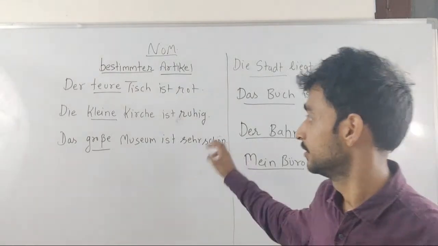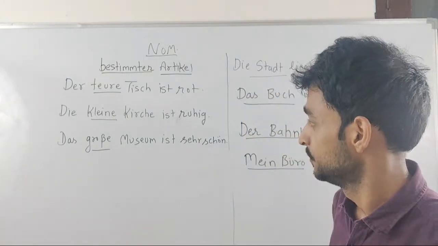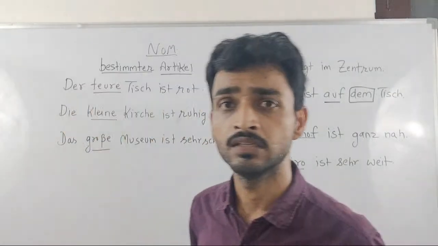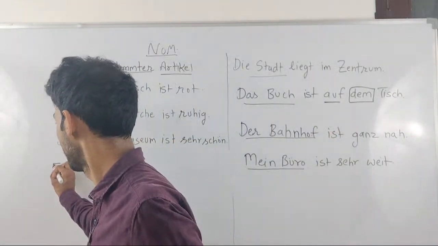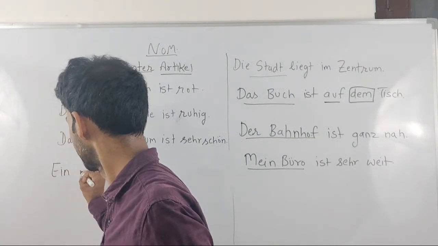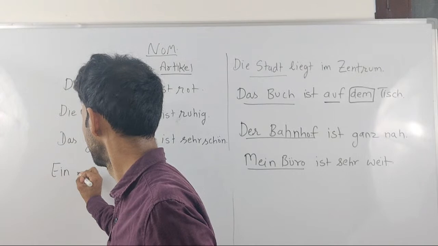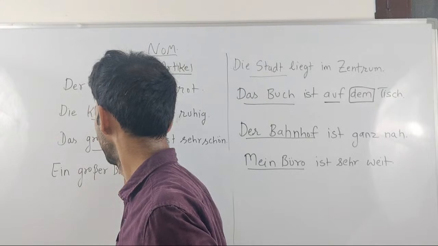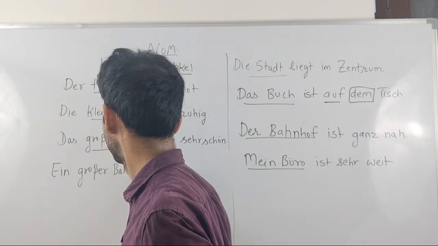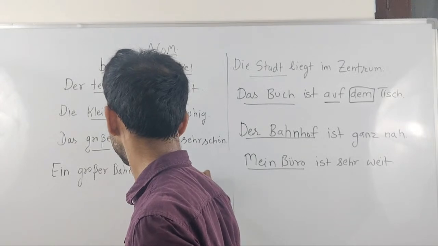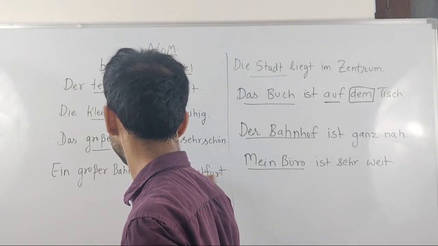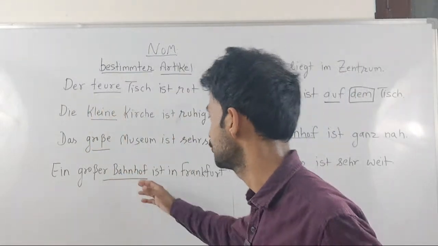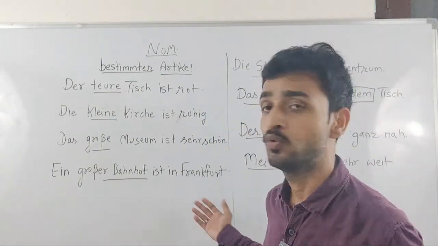Groß means big. Next sentence, we are learning nominative case. Now, we'll see some other examples. Ein großer Bahnhof ist in Frankfurt. A big railway station is in Frankfurt. This is also nominative case with indefinite article.